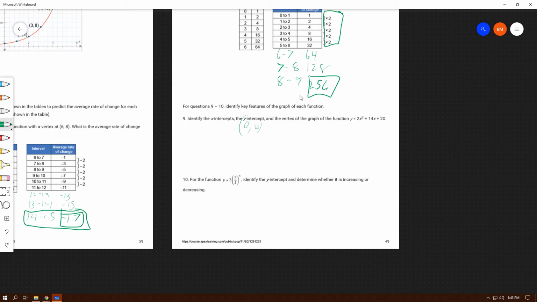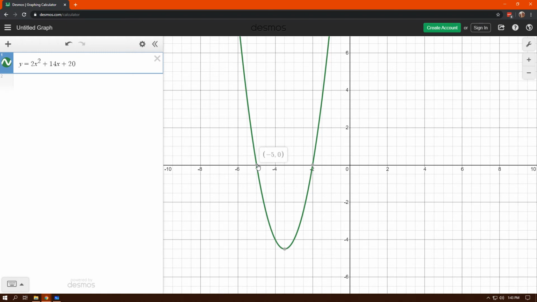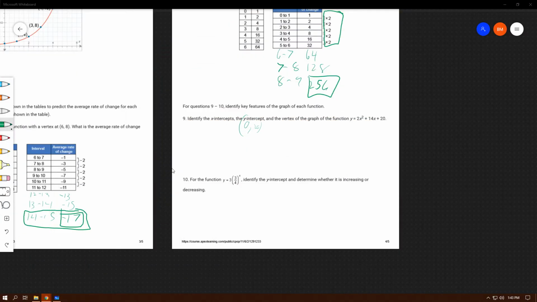And then the vertex, like I could do completing, once I get my x-intercepts, I add them together and average them out, and that gives me my x value, I plug it in, yada yada. Or, right, because we have all these algebraic ways, if we have the opportunity, if we're allowed, we can also just graph it on Desmos. So my x-intercepts are -5 and -2. My vertex is (-3.5, -4.5). My y-intercept is (0, 20), which we had to kind of calculate. So we still have a graphing option.